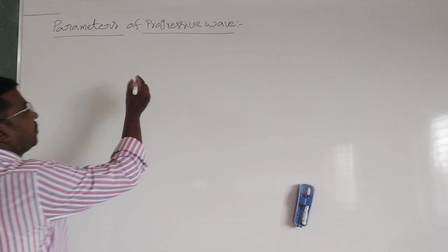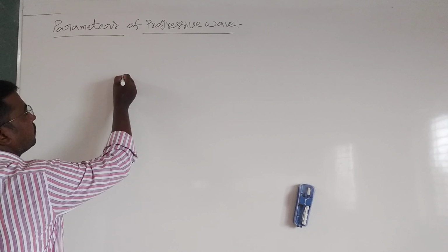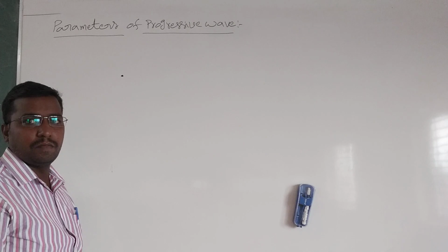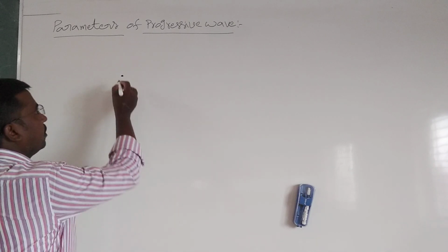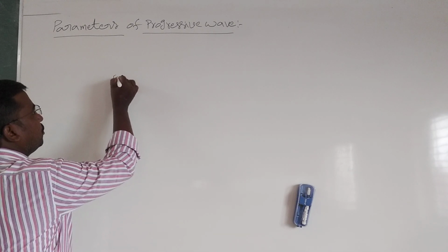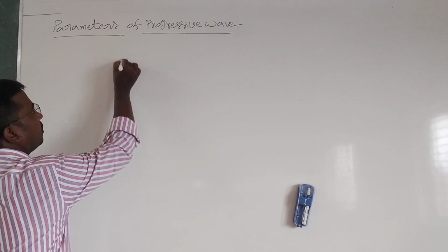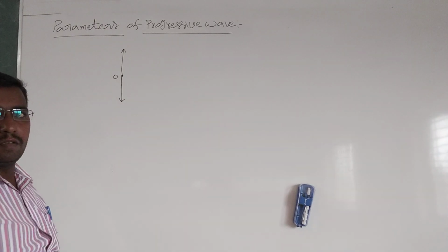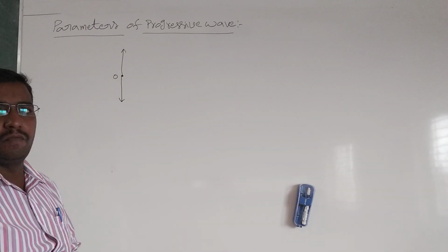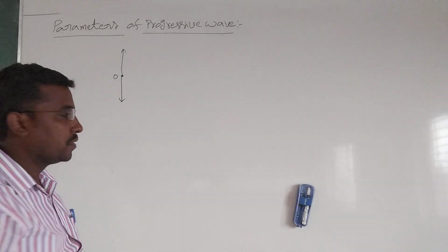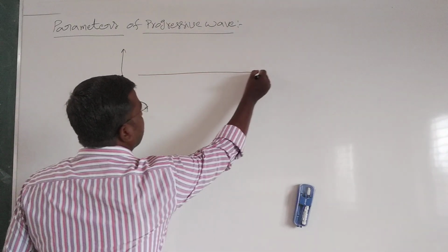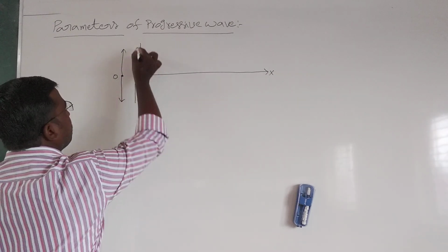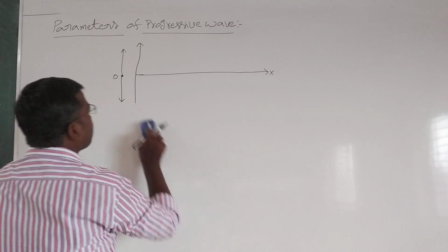First of all, you see, this is the vibrating particle. This vibrating particle will vibrate about its mean position. This is the mean position, then it will vibrate in the up and down direction. Due to this, the wave will be generated. This is considered as the x-axis and this is considered as the y-axis.